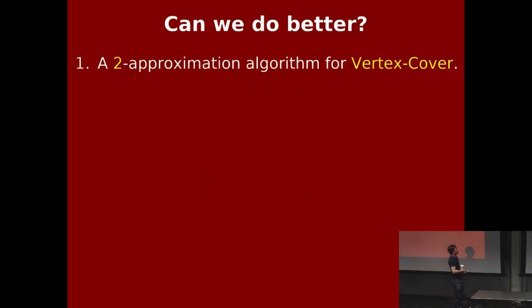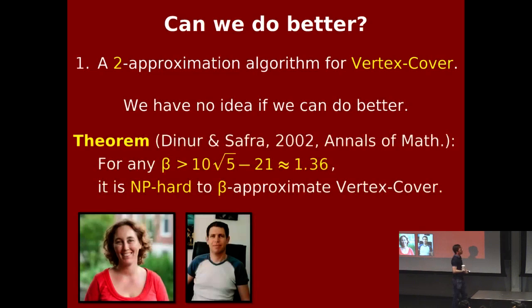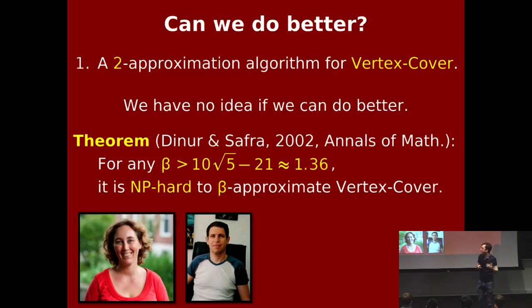OK, last one, Vertex-Cover, where we had this Gavril factor 2 approximation algorithm, also from 76. This one we have no idea if we can do better. There's a theorem that's kind of like the Feige theorem, but it's not as good. It's proved by Irit Dinur and Muli Safra in 2002. Irit Dinur is like my hero in theoretical computer science. She has all the coolest results, including this one. They show that it's NP hard to get more than a 1.36 factor. It's actually 10 root 5 minus 21.